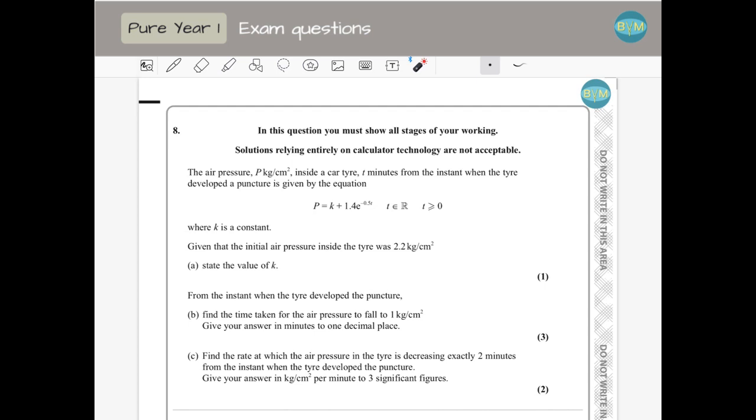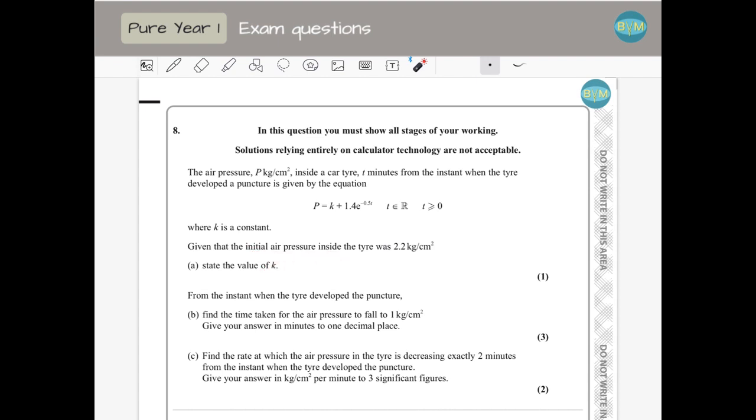Hello, this is question 8 on your AS level paper from June 2022 from Edexcel. You have the air pressure, P, in kilograms per centimeter squared, inside a car tire, t minutes from the instant when the tire develops a puncture, given by this equation. It's an exponential equation, where K is a constant. Given that the initial air pressure inside the tire was 2.2, state the value of K.